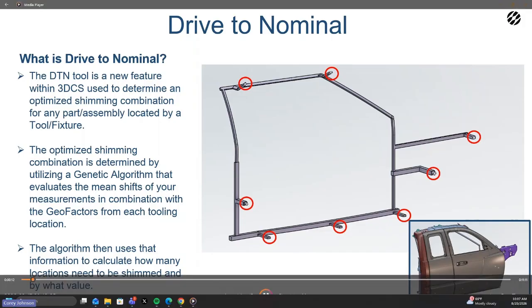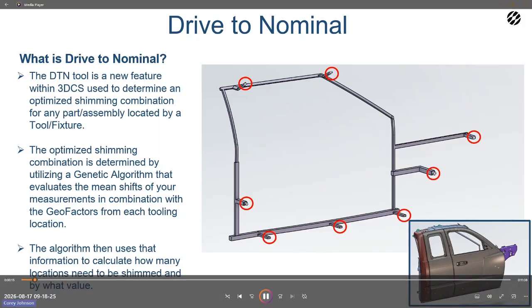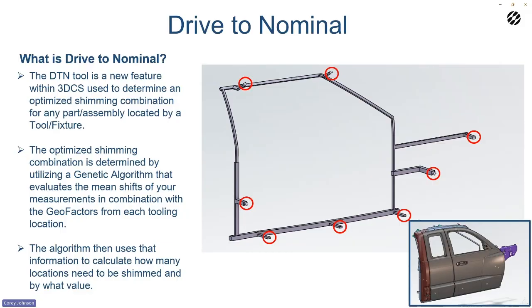I'm going to be walking you through the new Drive to Nominal tool that we have. The DTN tool is a new feature within 3DCS used to determine an optimized shimming combination for any part or assembly that you have that is located to a tool or fixture. The optimized shimming combination is determined by utilizing a genetic algorithm that we've developed that evaluates the mean shifts of your measurements in combination or correlation with your geofactors from each tooling location. The algorithm then uses that information to calculate how many locations need to be shimmed and by what value.